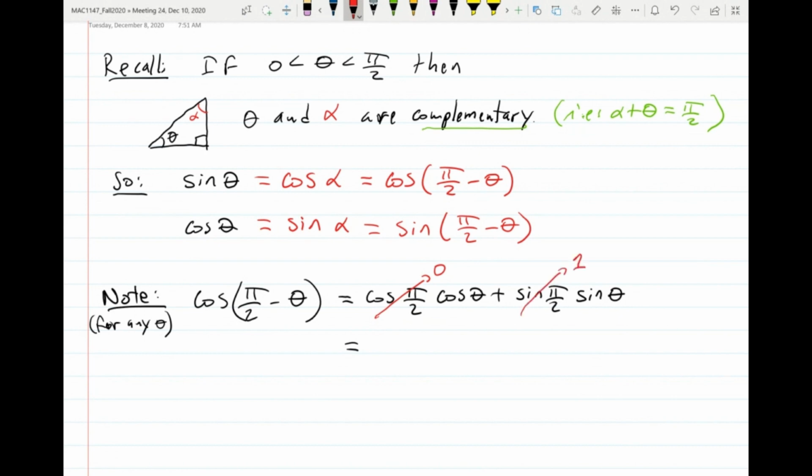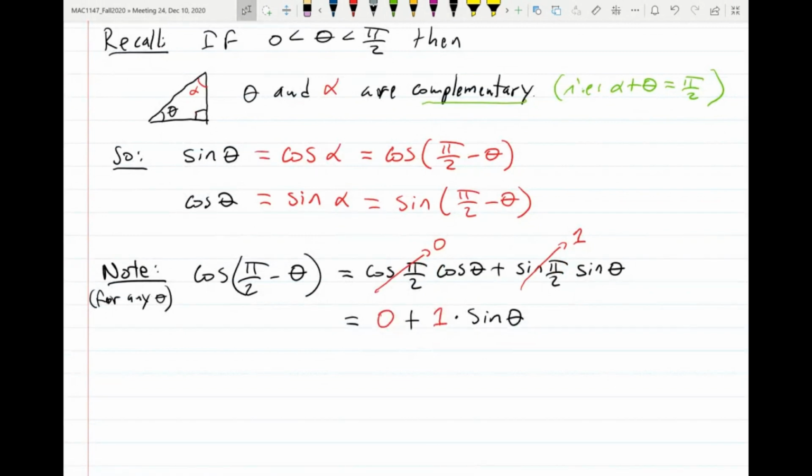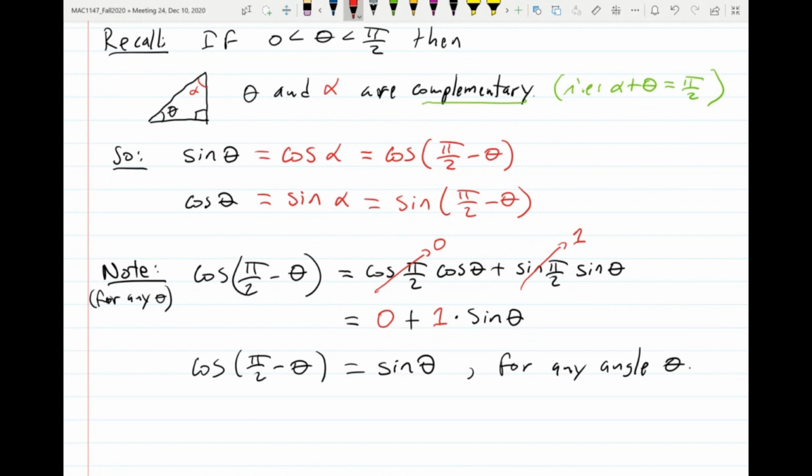Very good. So what do we get here? So we're going to have 0 times cosine, that's just 0. So 0 plus 1 times the sine function. So now this time we remove the restriction of theta being acute, and we still obtain the fact that cosine of pi over 2 minus theta actually equals sine of theta. And notice that this is true for any angle theta now. It doesn't have to be an acute angle.